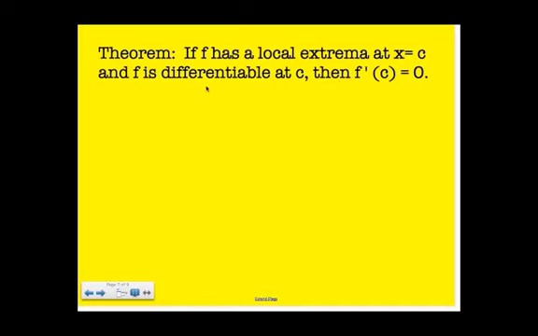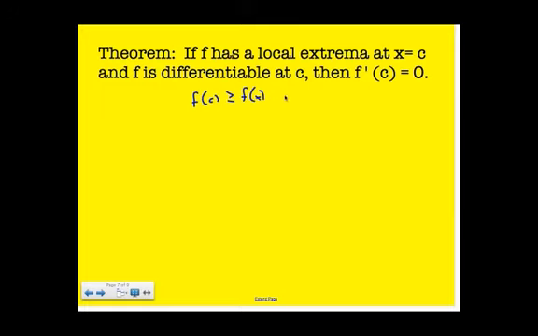Okay, so let's prove this theorem. It says if f has a local extrema at x equals c, so what does that mean? It means that the y value at c is bigger than or equal to the y values anywhere else. We saw some examples where you could have two y values be the same, so they'll both be local extrema, but this y value has to be at least as big as all others.